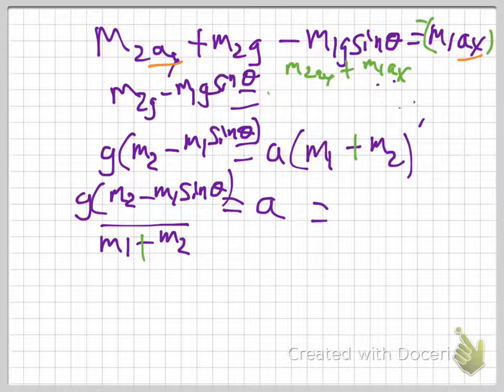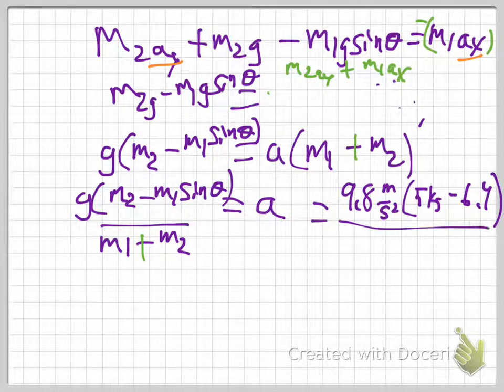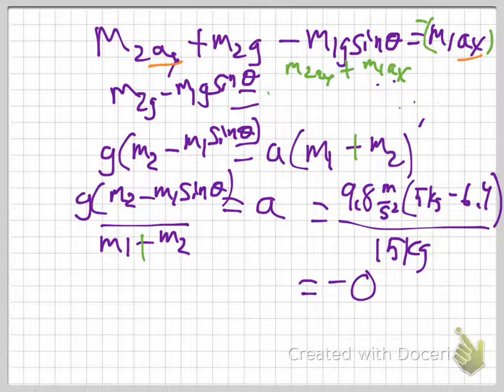So the acceleration: 9.8 meters per second squared, times M2, which is 5 kilograms, minus M1 times the sine of theta, which is equal to about 6.4 to round a little bit. And this is going to be over 15 kilograms. You should get about negative 0.93 meters per second squared.